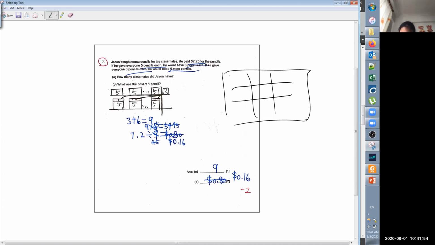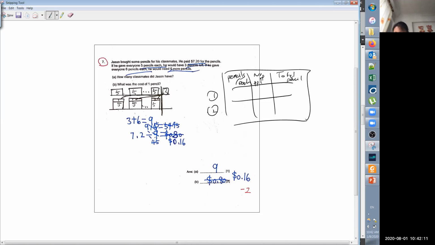I will say pencils each. Then number of people, per people. Then total pencils, and how many left. And then this is case 1 and case 2.